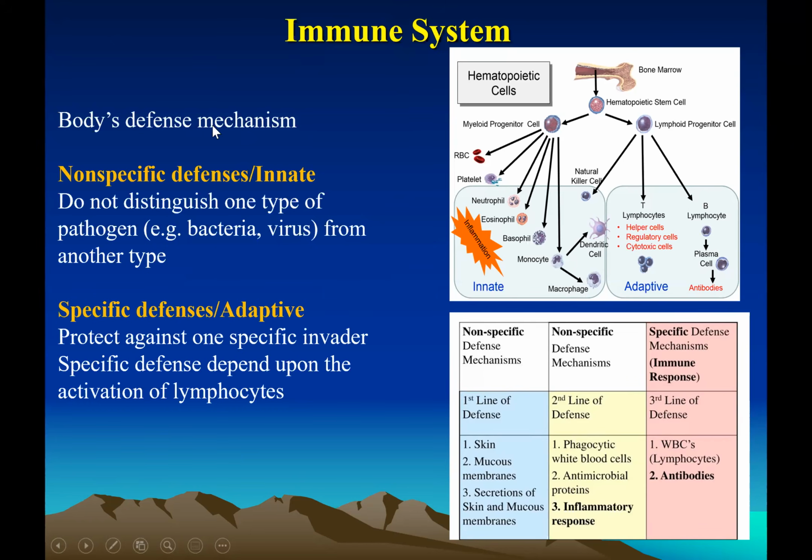So our body's defense mechanism is either categorized as non-specific. So this is the first and second line of defense. It is not going to distinguish a pathogen, it's not going to distinguish if it's a bacteria, a virus, or a toxin. Whereas the specific defense is an attack against a specific bacteria or virus. So this is the highly sophisticated one. So we'll briefly go over the first, second, and third line of defense.